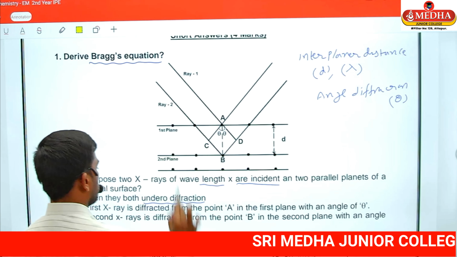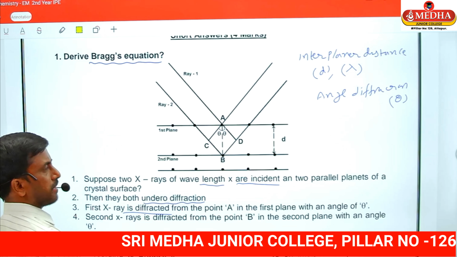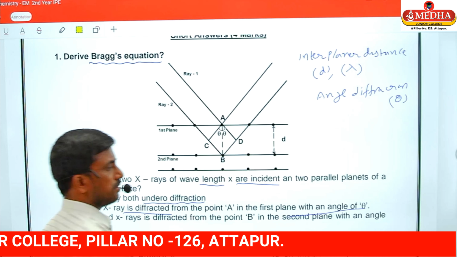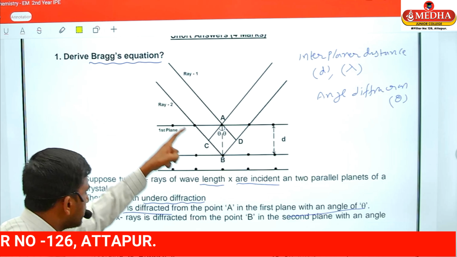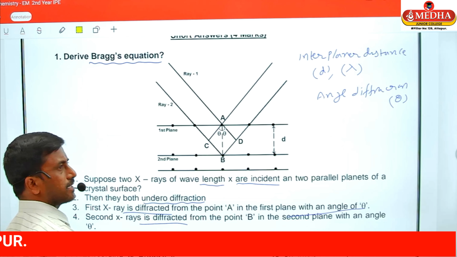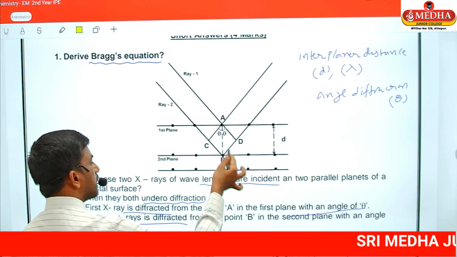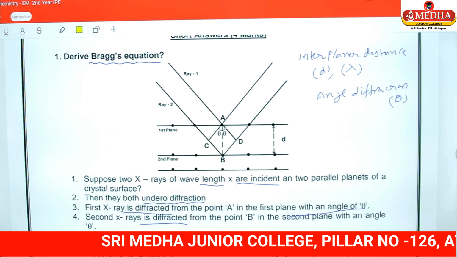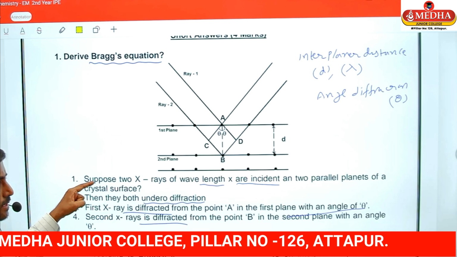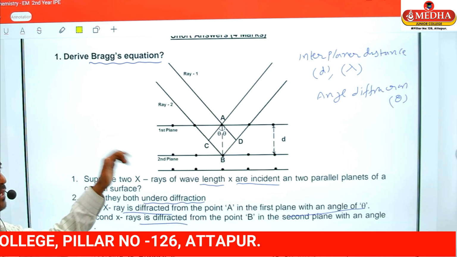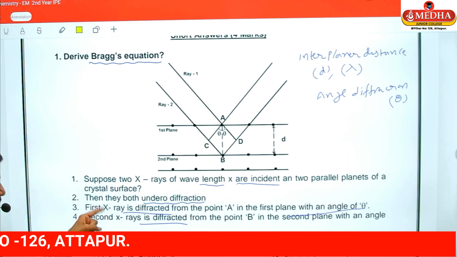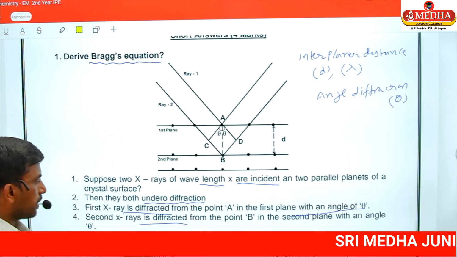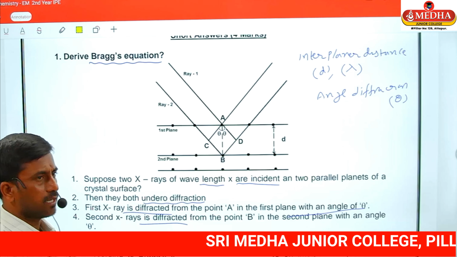Now we observe the first X-ray. The first X-ray is diffracted from point A in the first plane with the angle theta. The second X-ray is diffracted from point B in the second plane with angle theta. Both X-rays are incident on the parallel planes of the crystal surface and undergo diffraction.